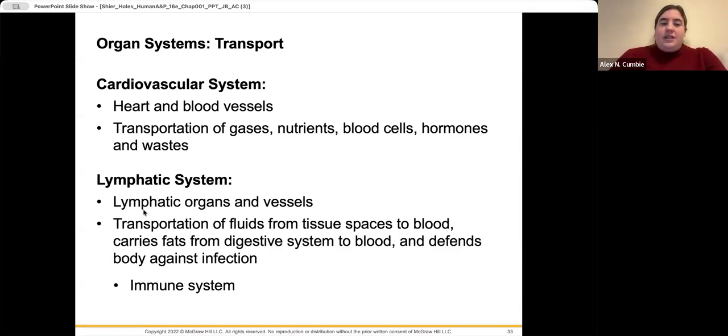And so this lymphatic system is also for transport. It transports fluids, which are called lymph, into tissue spaces, which then can be absorbed by the bloodstream. Your lymph fluid carries fat as part of our digestion process. And the lymphatic system is home to a lot of your white blood cells, some active immune cells that defend your body against infection. So we could also call the lymphatic system your immune system as well.